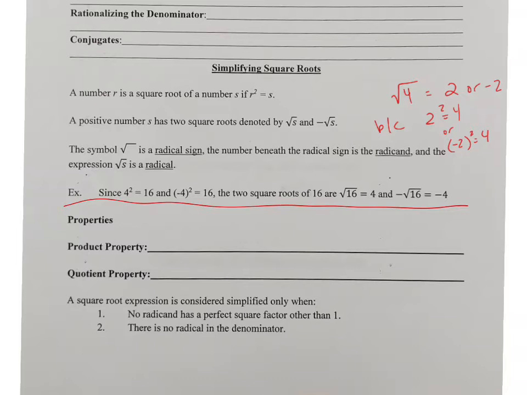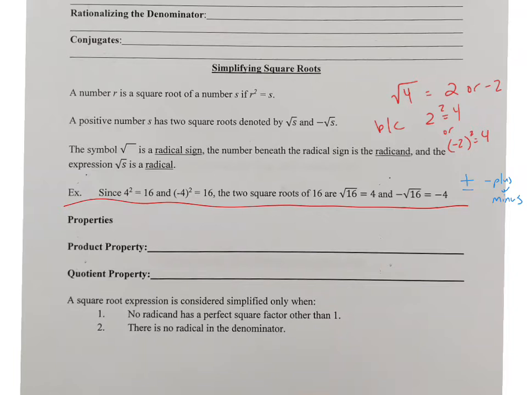Right? Since 4 squared is 16 and negative 4 squared is 16, the two square roots of 16 are 4 and negative 4. We'll use this symbol all the time. It's called plus or minus because math guys are lazy. So this means plus or minus. So if you see that, it means plus or minus. The symbol itself is called the radical sign. The number beneath the radical sign is called the radicand. So the stuff inside is called the radicand.